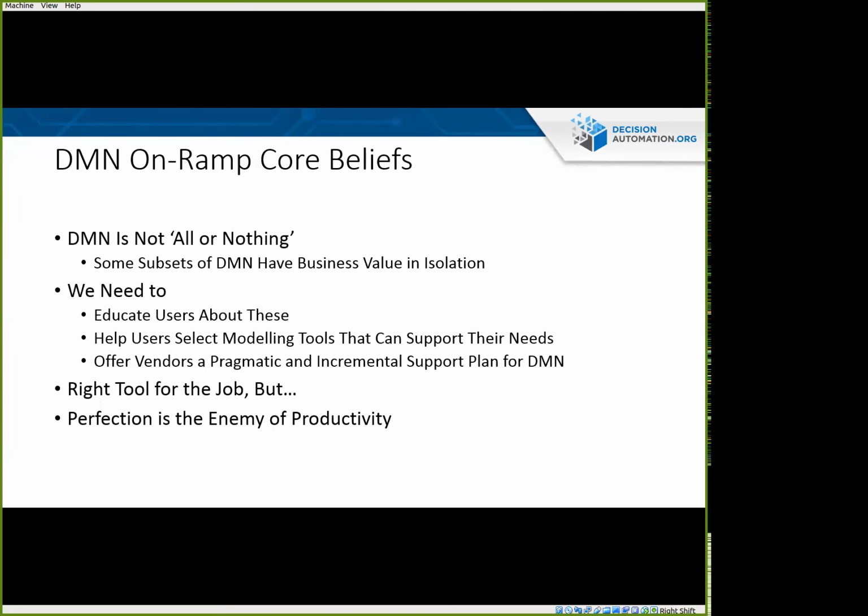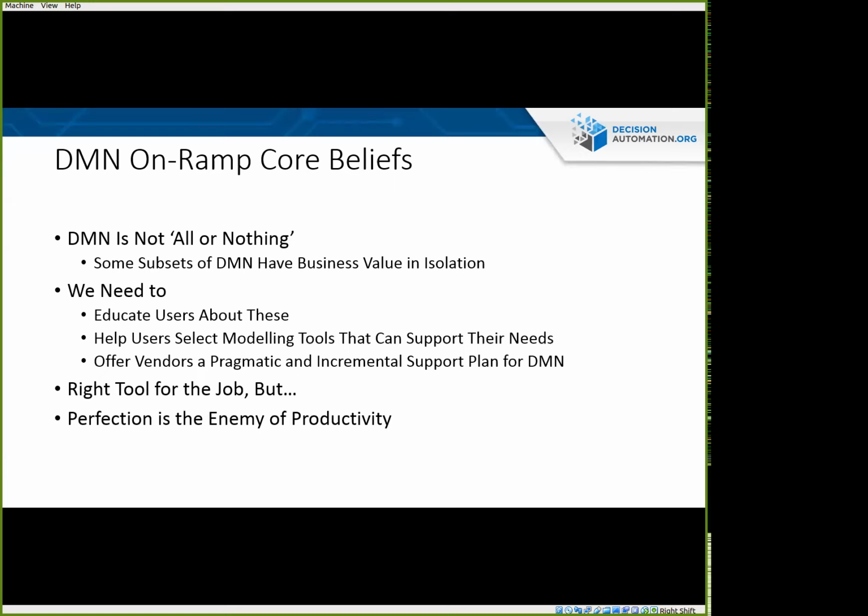So we believe that DMN is not an all or nothing proposition. The standard itself lends itself very well to incremental adoption. There are some small sets of DMN which are self-contained and have excellent business value in and of themselves, either as a step of progression or as a final place for some businesses that have specific requirements in mind.